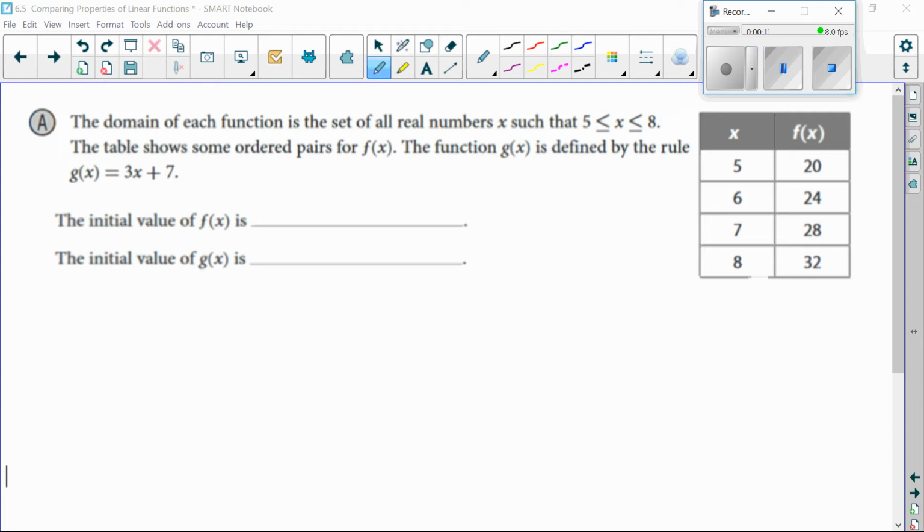So two things you want to do in this problem is find the initial value of f of x and g of x and find the range given the domain, which is 5 to 8. All right, so I'm going to start with f of x. So what is the initial value when I plug in my first x? When I plug in 5, I get 20. So my initial value is 20.